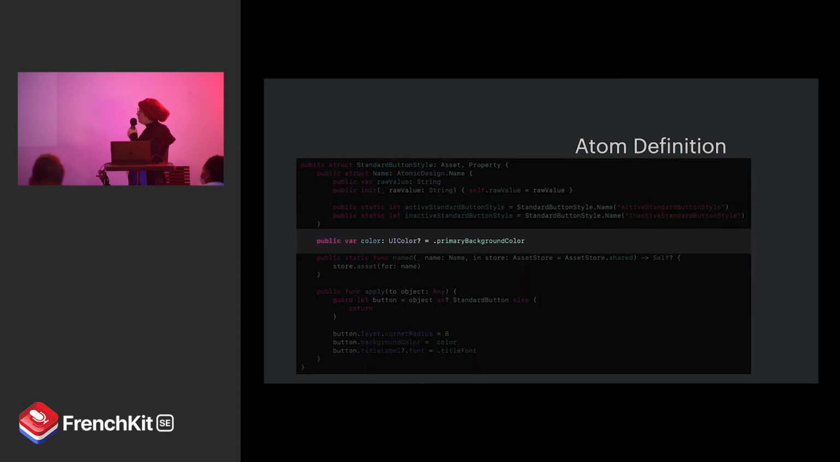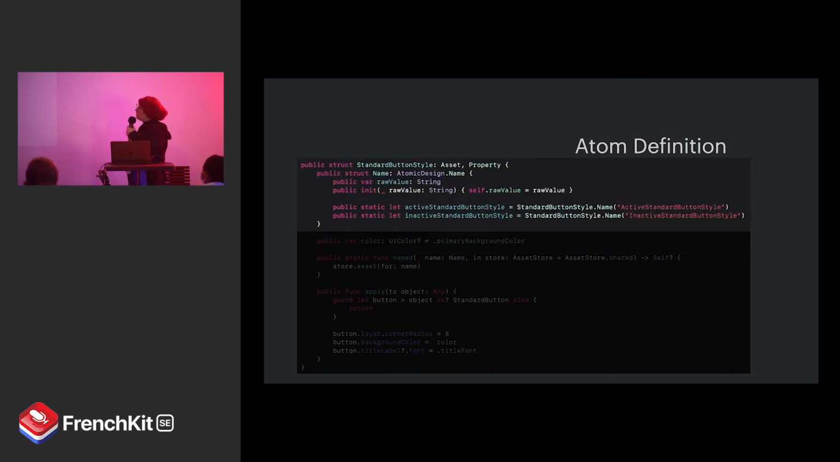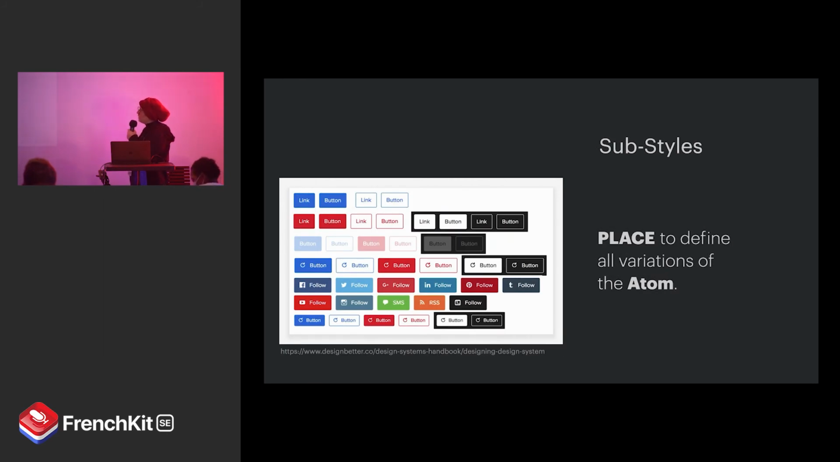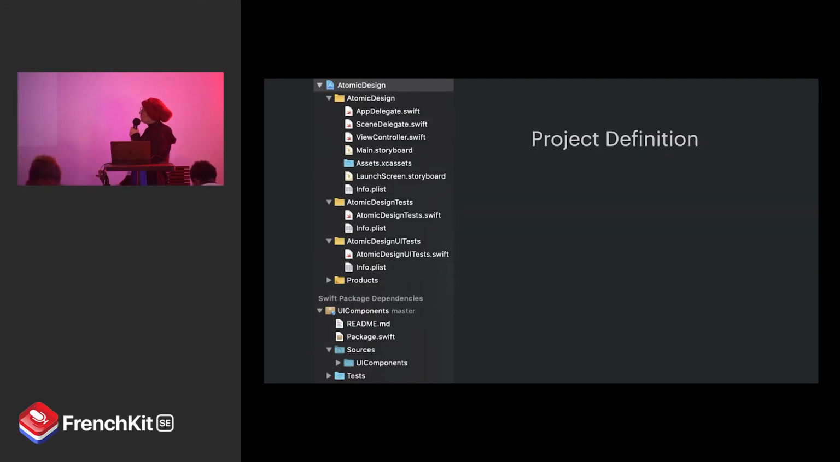I also left the possibility to choose a specific color for a specific button, and I defined two substyles, active and inactive substyles. So what is a substyle? An atom can have many variations. If we take this example of a button, it can be plain, bordered, with icon, without icon. So the substyle is the place where we store all these variations of the atom. So now our atom is defined. Let's use it in our project.